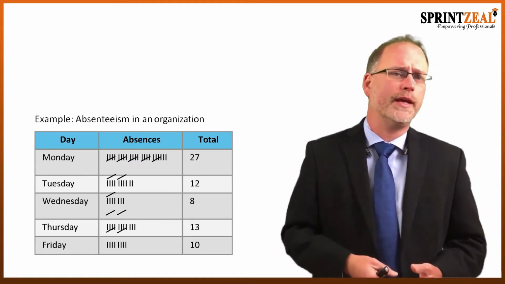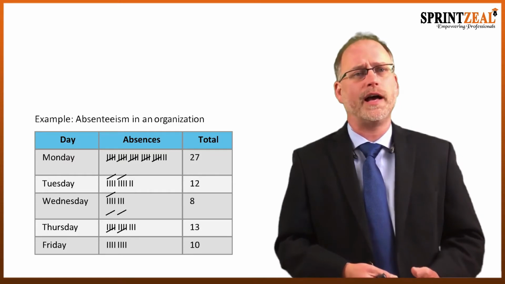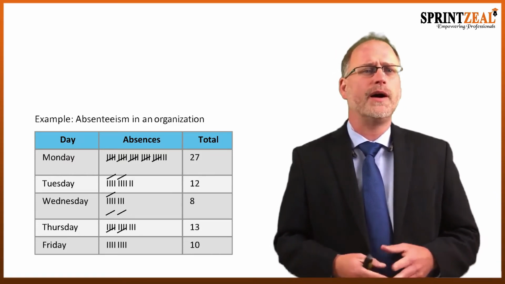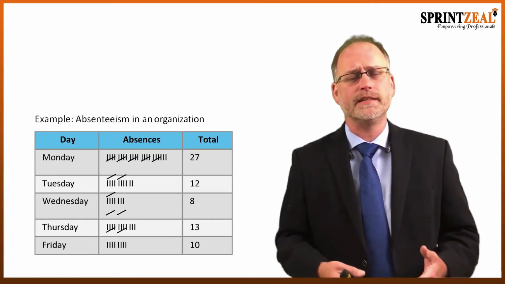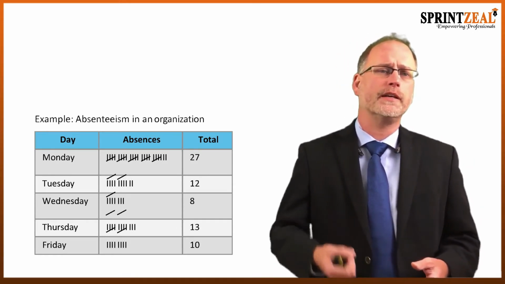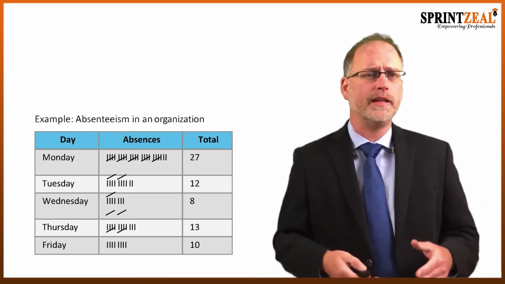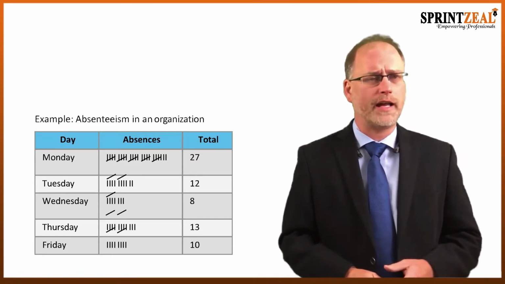We have the day of the week in the first column, the number of absences in the second column, and then the total in the third. So on Monday, as absenteeism increases, our check marks increase. And on Monday, we had a total of 27 check marks. And then through Tuesday, Wednesday, Thursday, and Friday.